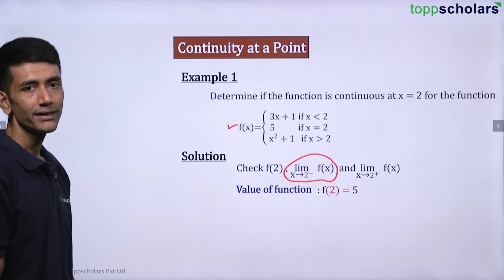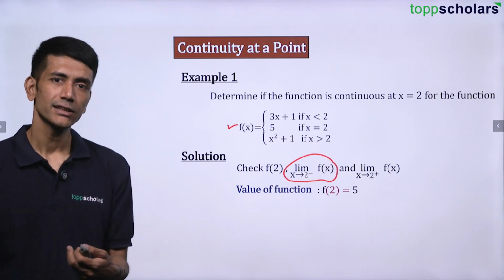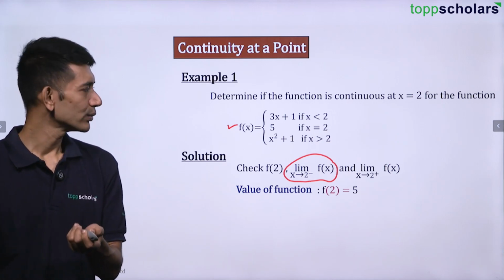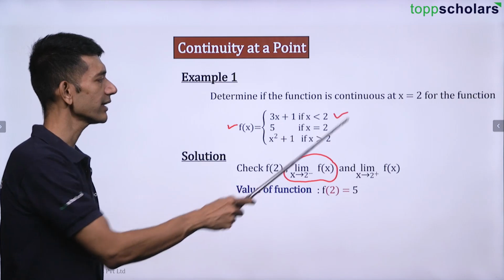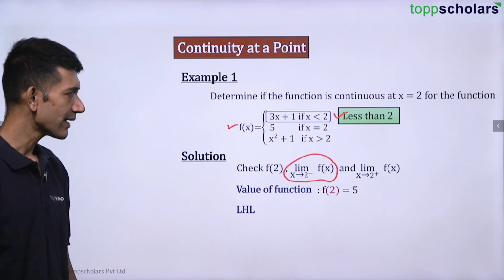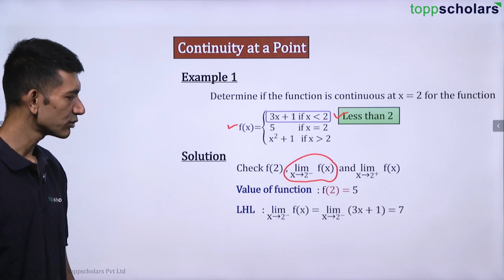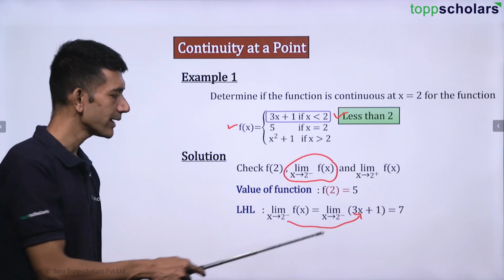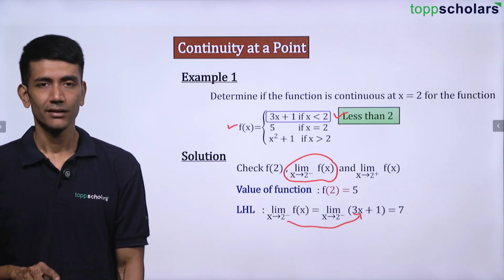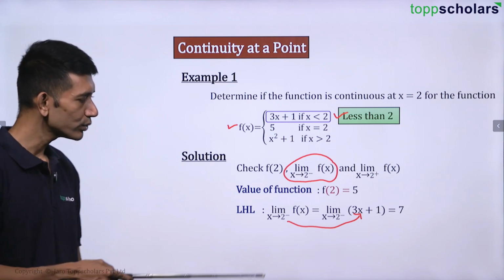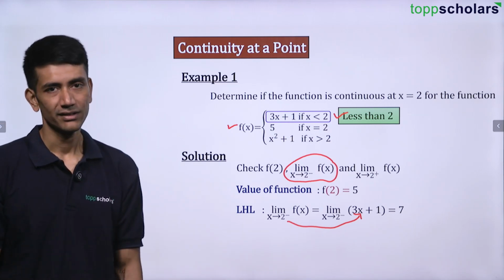The limit as x tends to 2 minus of f(x). When I say limit x tends to 2 minus f(x), it means the value of x is slightly less than 2. So I'll pick up this function, isn't it? 3x plus 1. So I'll write down for x less than 2, the left hand limit will be f(x) equal to 3x plus 1. You will put x as 2. Limit x tends to 2 minus does not mean minus 2. It means 2 only. So put 2 there, 3 times 2 is 6, 6 plus 1 is 7.